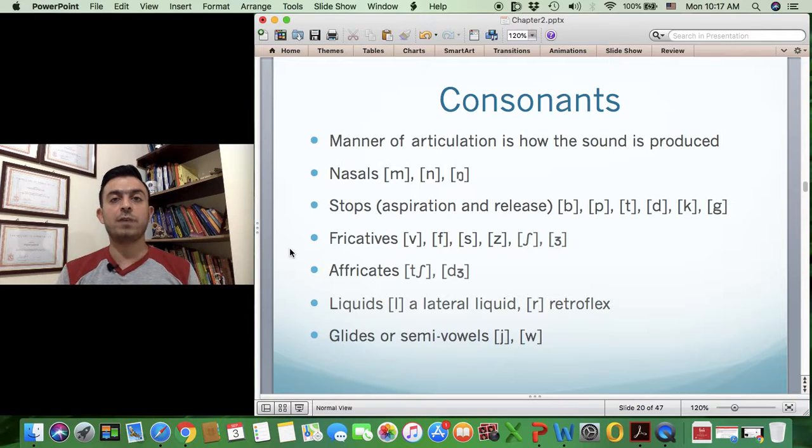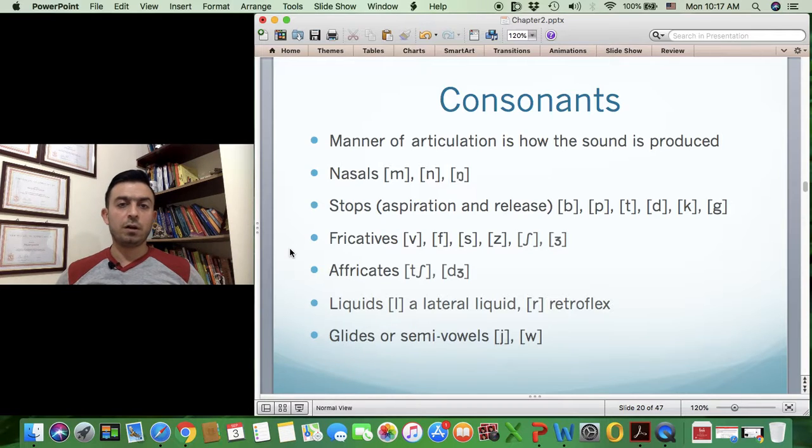Fricatives are sounds that are produced with friction. Like, I can just continue saying the sound until I'm out of breath. And the f and then s, z, sh, zh, right? And then the affricates. The affricates are a combination of stops and fricatives.